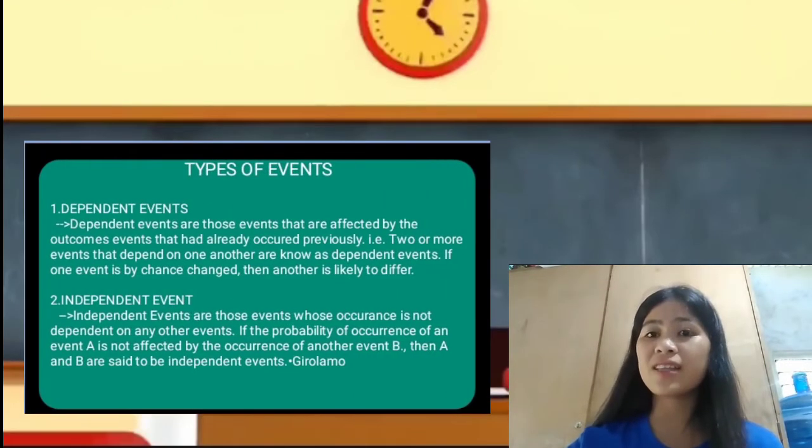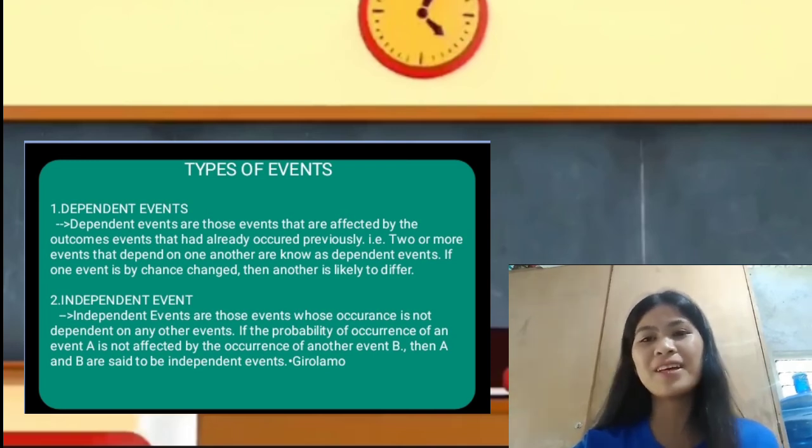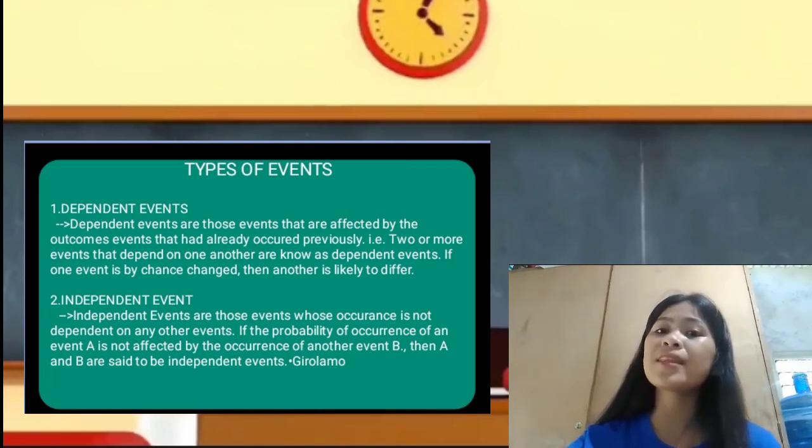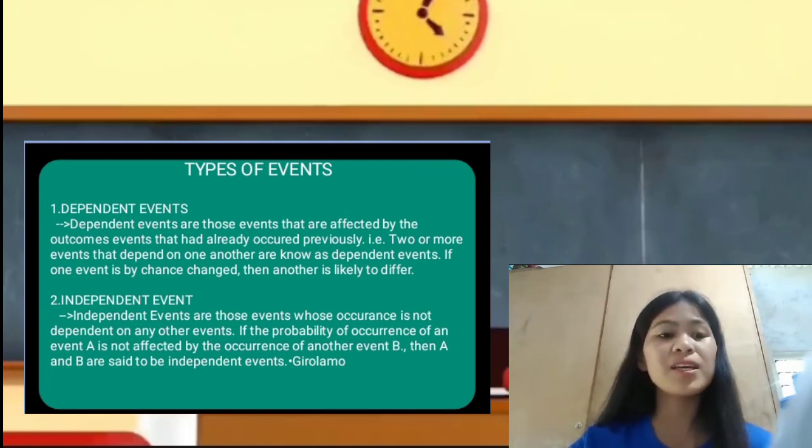So, the dependent events are those that are affected by the outcomes of events that had already occurred previously. 2 or more events that depend on one another are known as dependent events. So, if one event is by chance changed, then another is likely to differ. So, the dependent event is the event where the first event affects the second event. Meaning, the result of the event affects the result of another event.